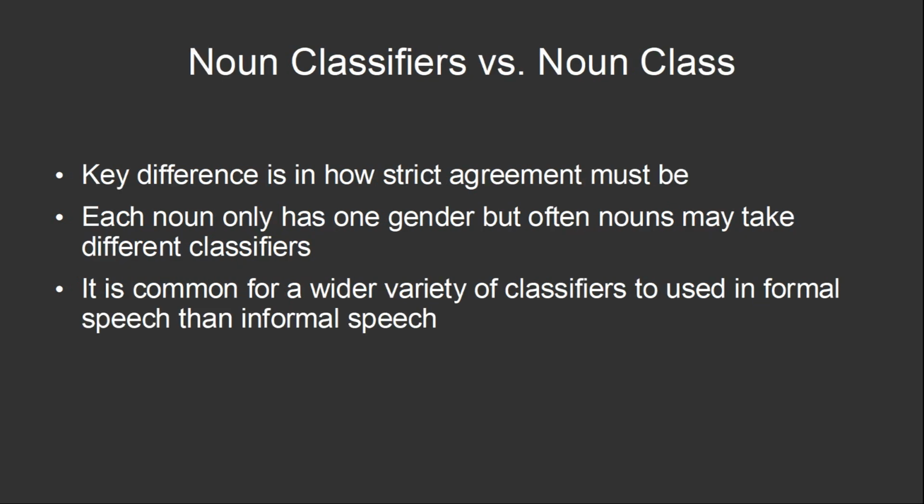The core difference between genders and noun classifiers is the strictness of agreement required. In gender systems, each noun has only one gender, but with noun classifiers, nouns may be able to take multiple different classifiers in different situations. It's especially common for a larger variety of more specific classifiers to be used in more formal speech compared to informal speech, while gender remains the same between formal and informal speech.